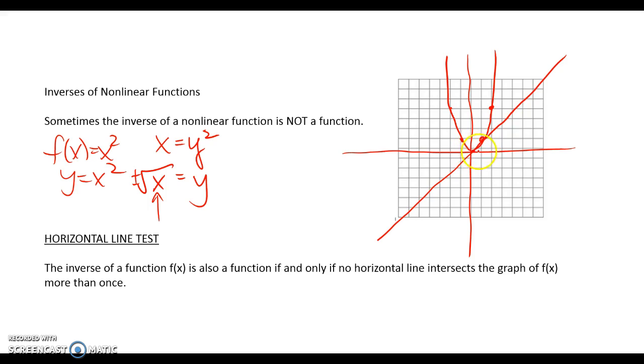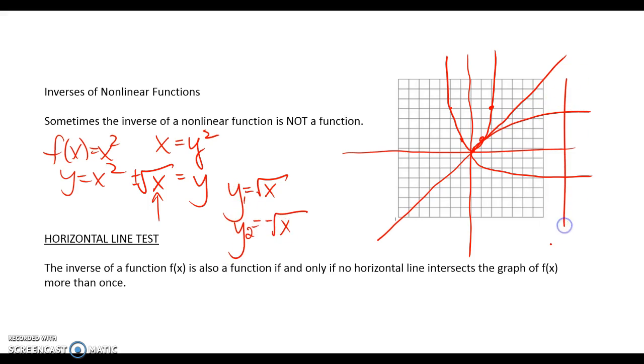And notice what happens if I drew this. This inverse actually looks like this if you graphed it. You would have to graph this in your calculator by y1 equals the positive square root of x, and y2 equals the negative square root of x. So this obviously is not a function. But what I can do is take the original function, f of x equals x squared, and restrict the domain to only non-negative real numbers. That is, x greater than or equal to 0.